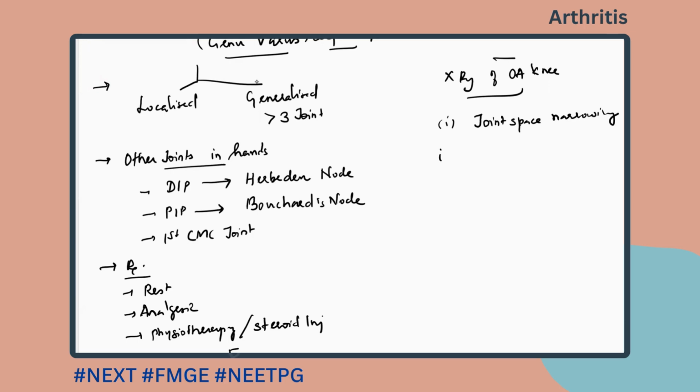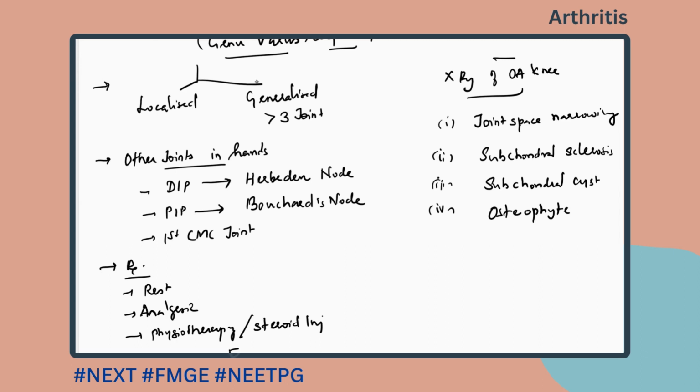Because of the loss of cartilage, the joint space gets narrowed. There will be subchondral sclerosis. There will be subchondral cyst. And there will be osteophyte formation. So these 4 findings you will get if a patient has OA knee.